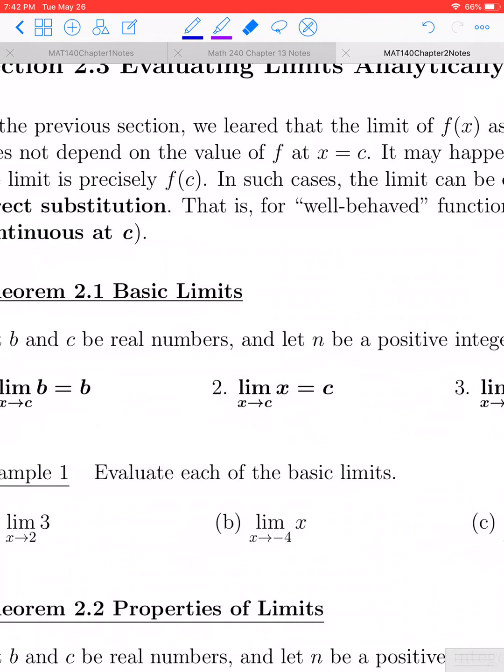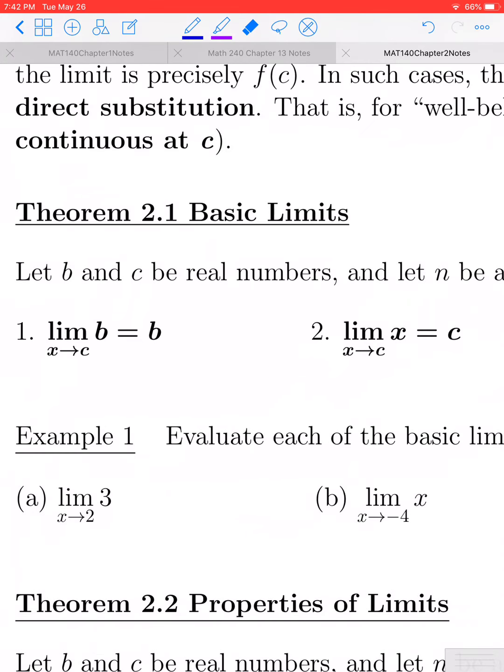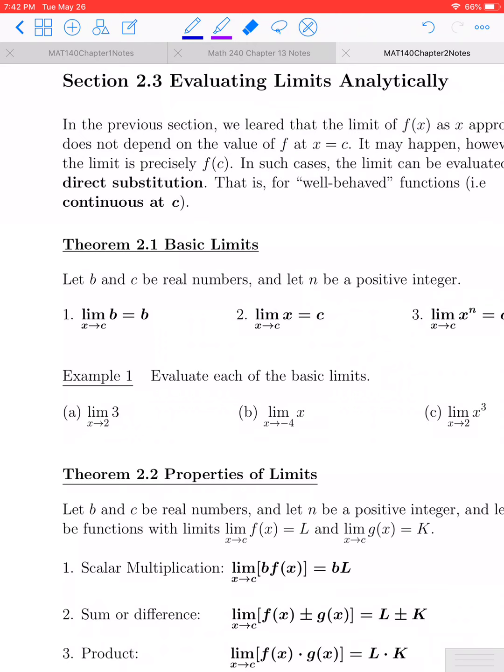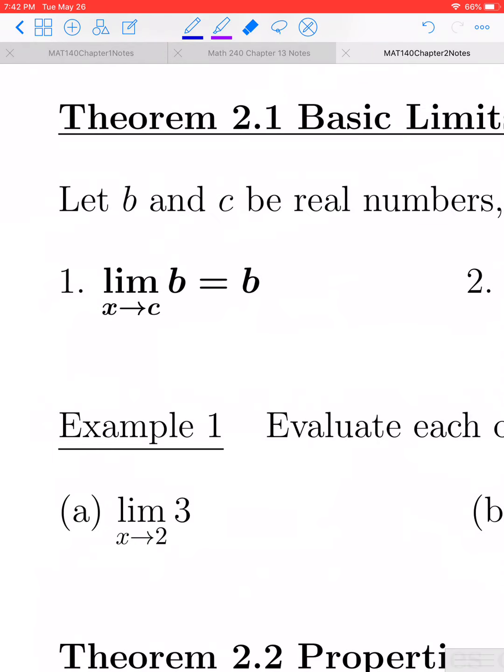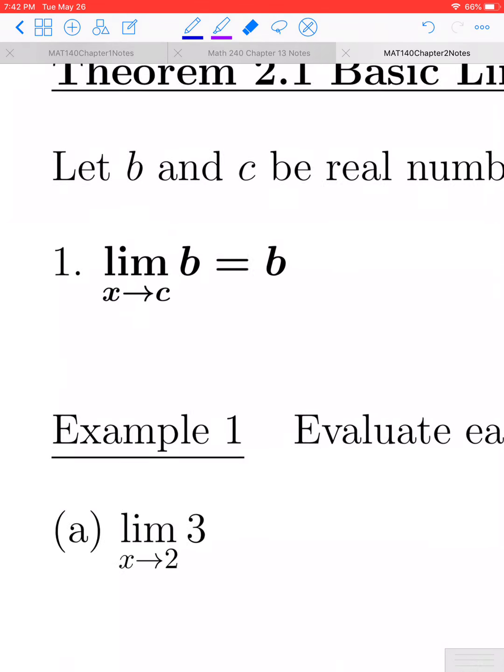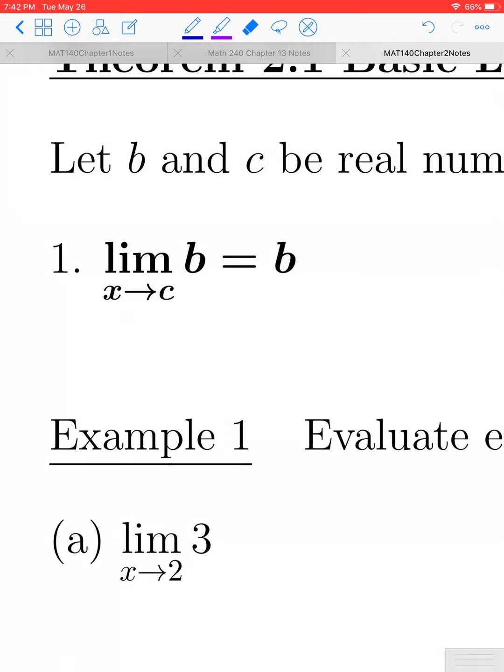and that will be a topic for another section, but this brings us to theorem 2.1, which is some of the basic limit rules for functions. Let's suppose that b and c are real numbers, and let n be a positive integer. The limit as x approaches c of a constant is simply equal to the value of that constant. So the limit as x approaches c of the constant b is going to be equal to b.